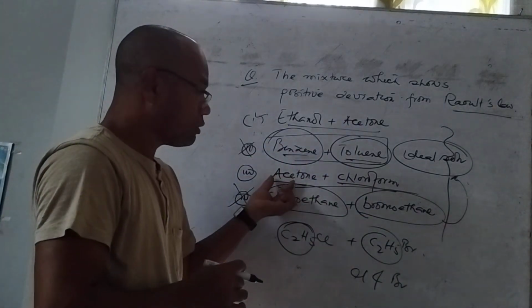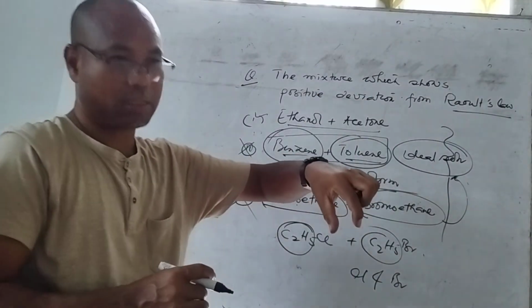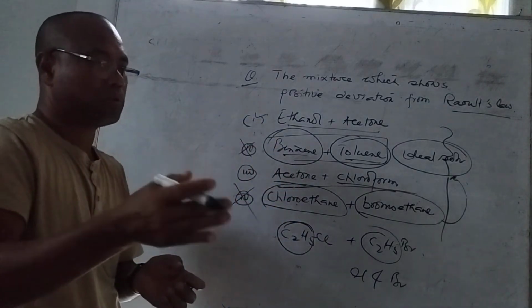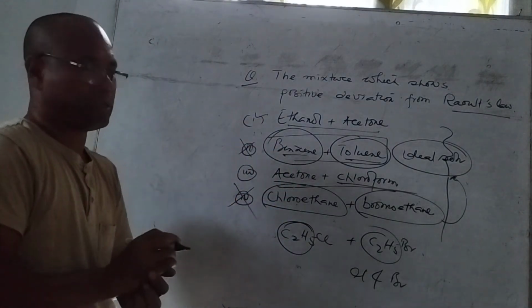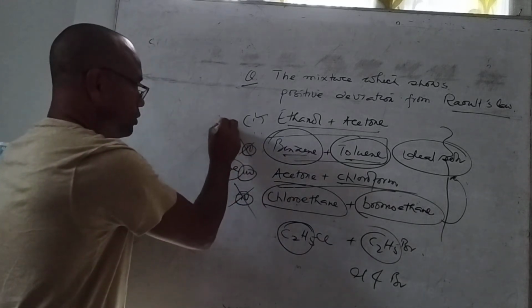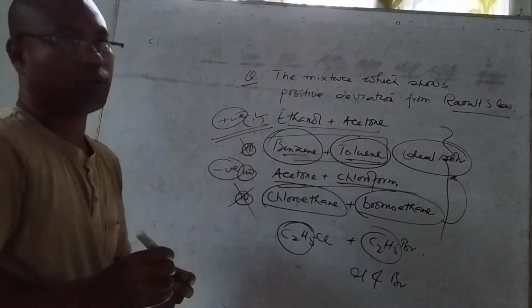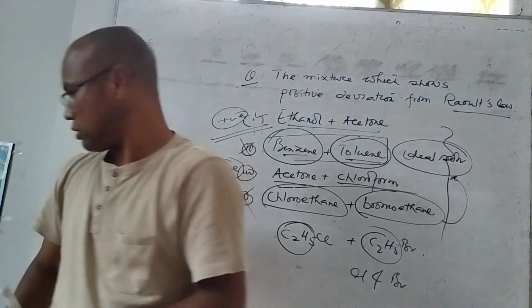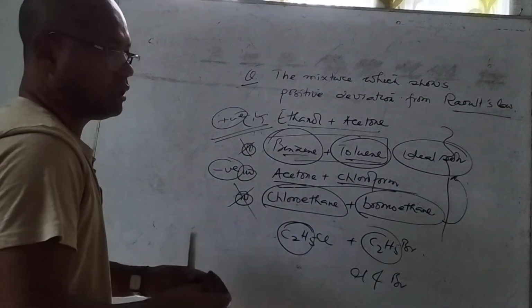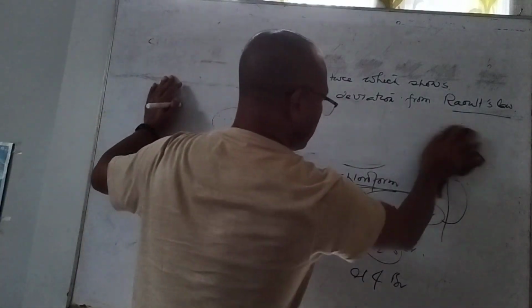That means the intermolecular interaction between components in our solution will be greater than the intermolecular force between the pure components. So this is for negative deviation, and the other is for positive deviation. Our correct option is ethanol and acetone, right? So remember this one. This is a question from our past mid examination.